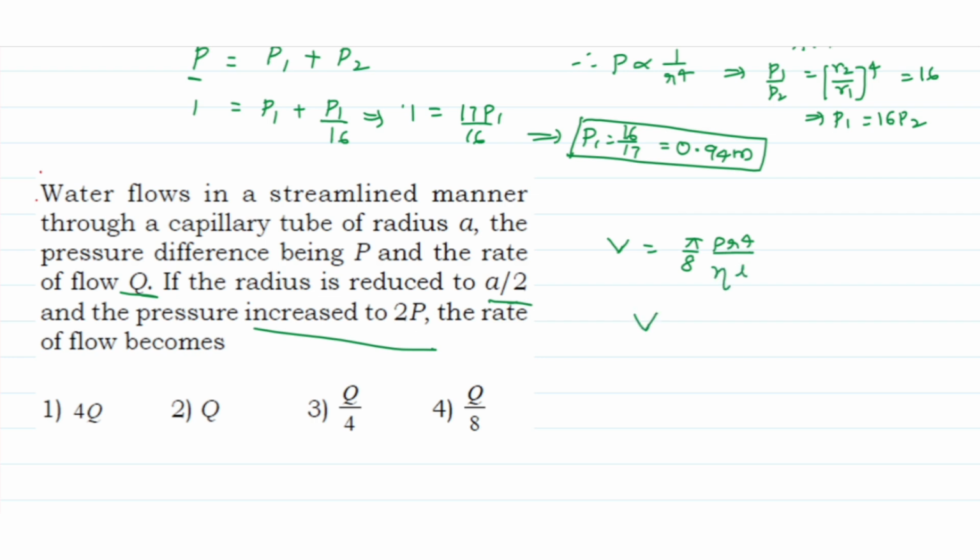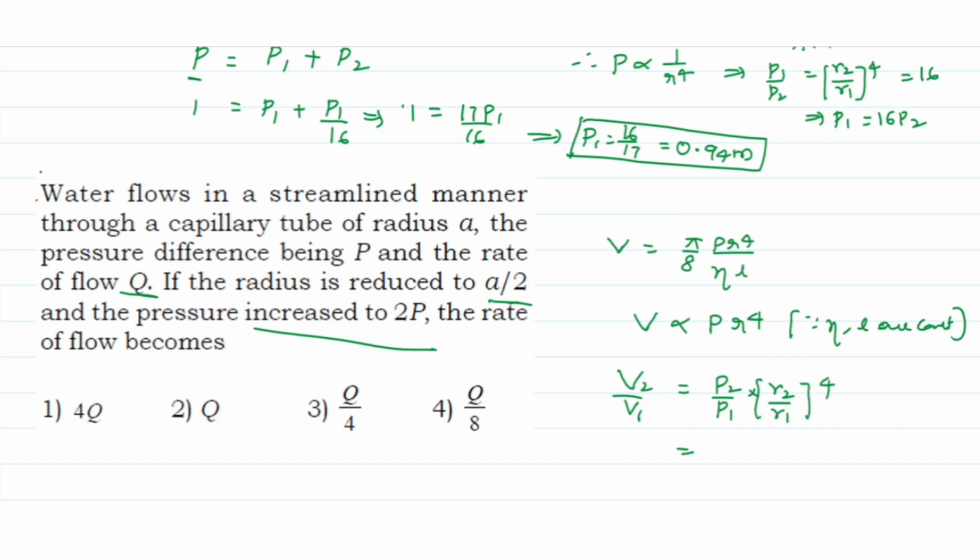So the volume of the liquid flowing per unit time is related to the pressure as P into r power 4. The coefficient of viscosity and L you can take as constants. Of course, pi by 8 is a constant value. Then V2 by V1 you can write as P2 by P1 into (R2 by R1) whole power 4.